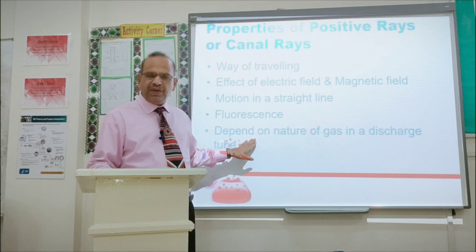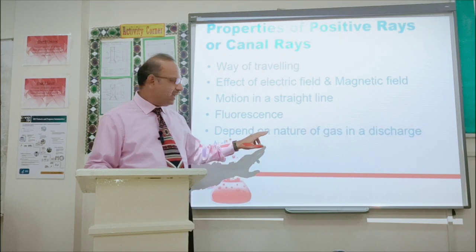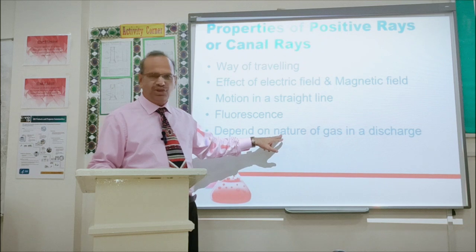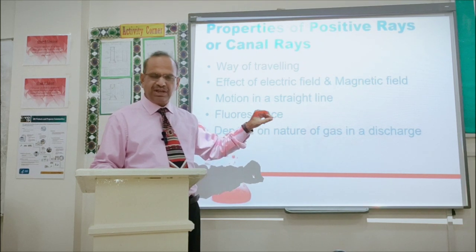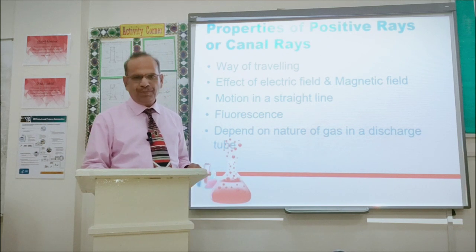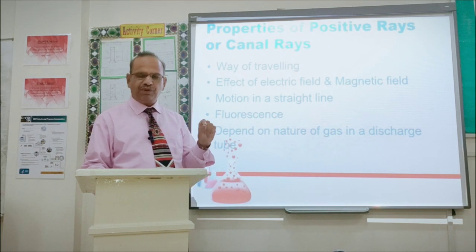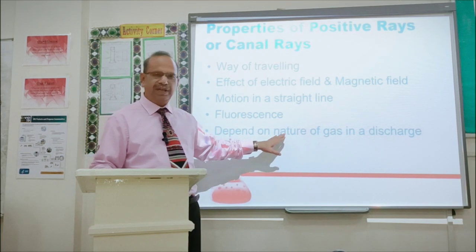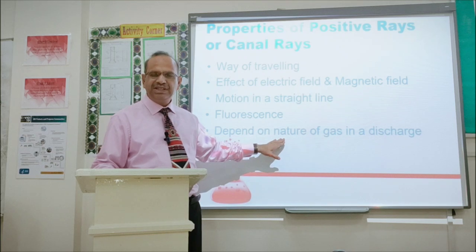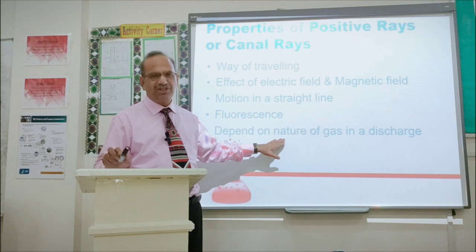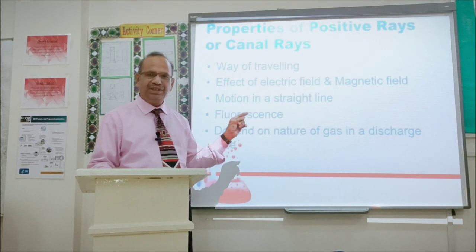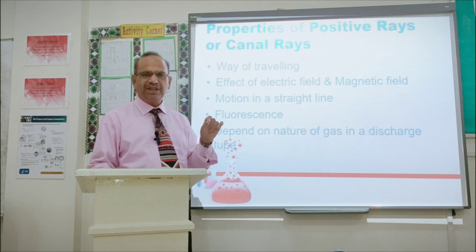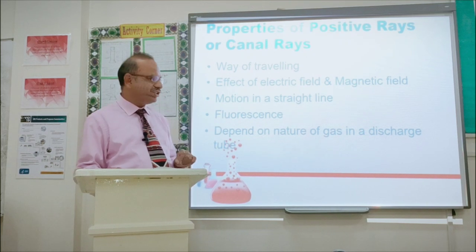Their properties depend on the nature of the gas. Whichever gas is present in the glass discharge tube, the nature of the positive rays will depend on that gas. Reason: these rays are produced from the residual gas of the glass discharge tube. These rays are not produced from the anode. These rays are produced from the gas present in the glass discharge tube.